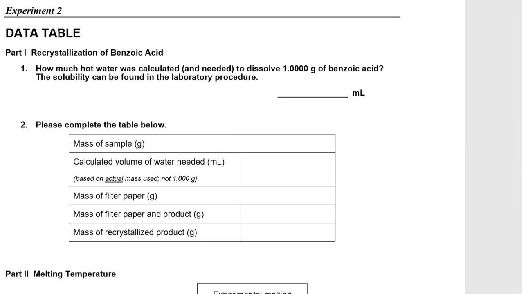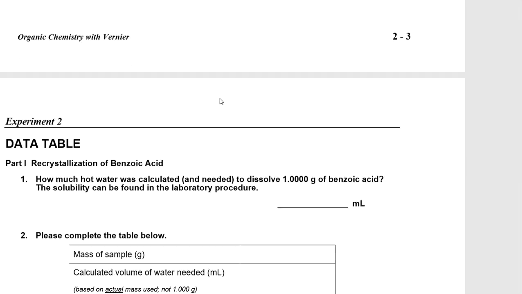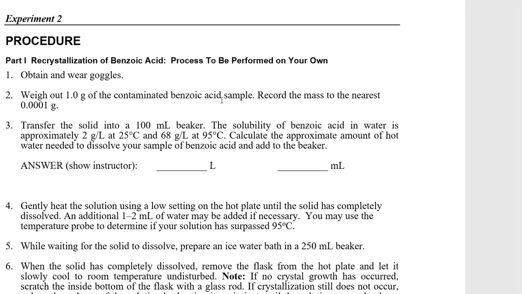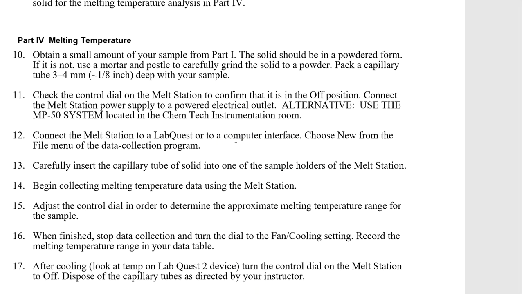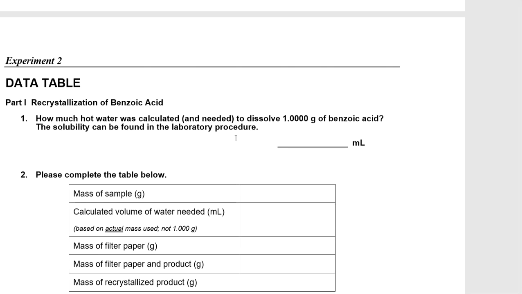So with the Experiment 2 data table, question number 1 says how much hot water was calculated and needed to dissolve 1 gram of benzoic acid. And it says the solubility can be found in the lab procedure. So if you go back up to the lab procedure, that question is actually in step number 3. This is where it gives you the solubility, 68 grams of benzoic acid for every 1 liter of water at 95 degrees, and that's what they deem as hot water.